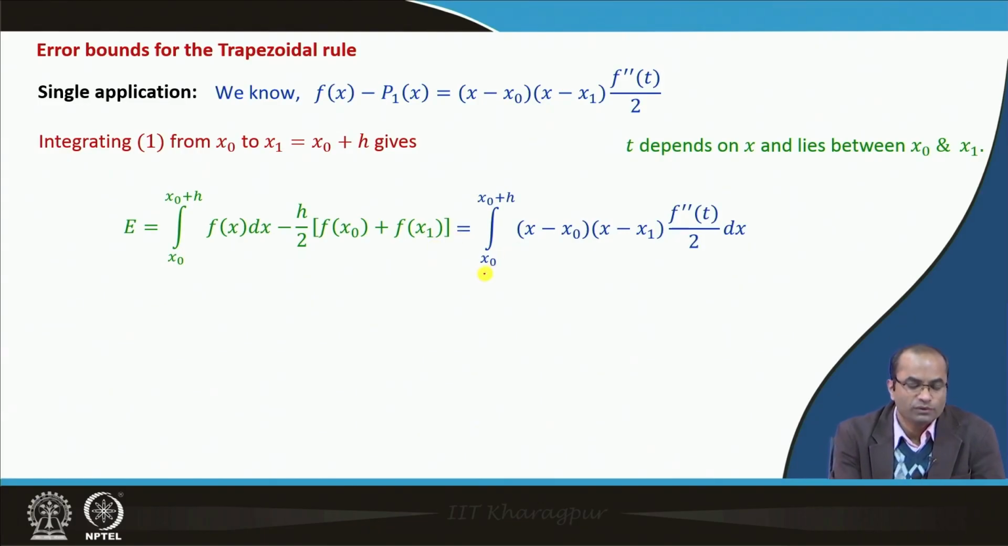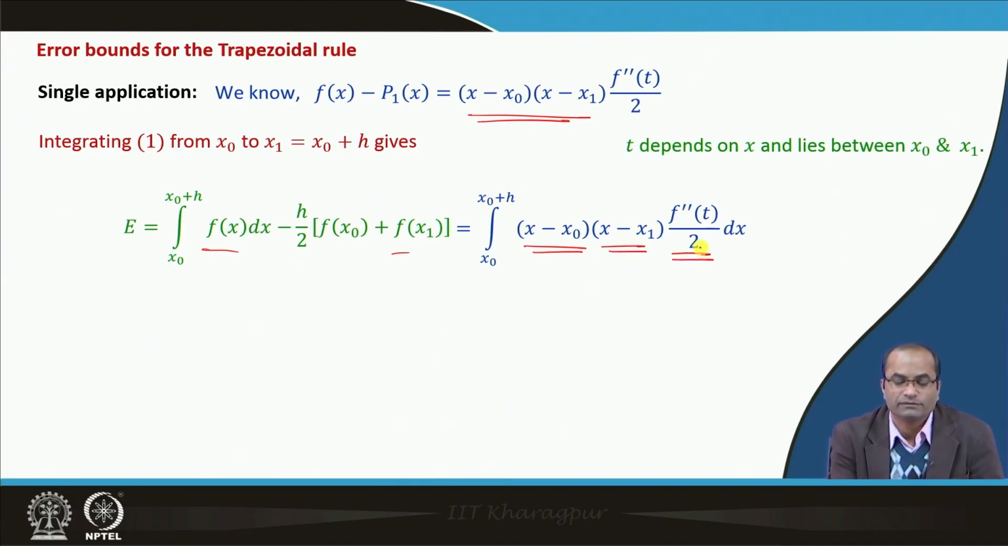So, this will be equal to the integral from x naught to x naught plus h, and then we can write using this result here that f x minus this p 1 x will be equal to x minus x naught, x minus x 1, and this f double prime t. Naturally, this t also depends on x, it is not free from x.